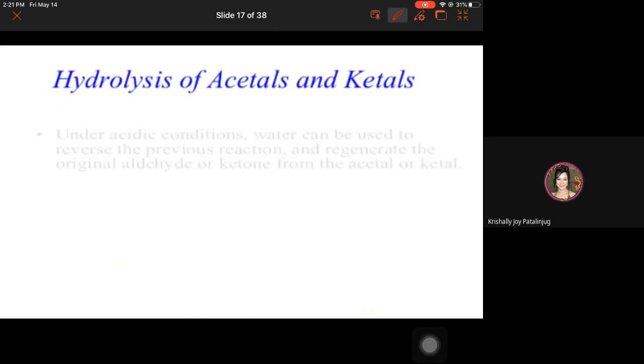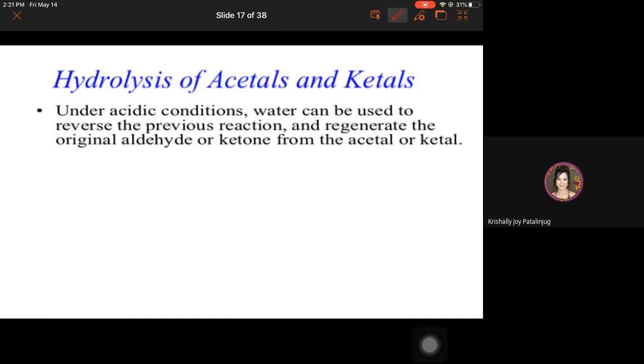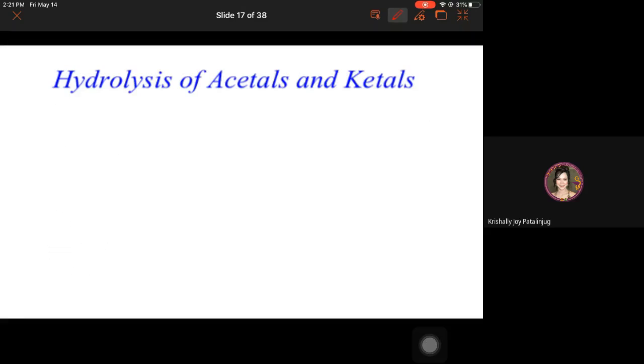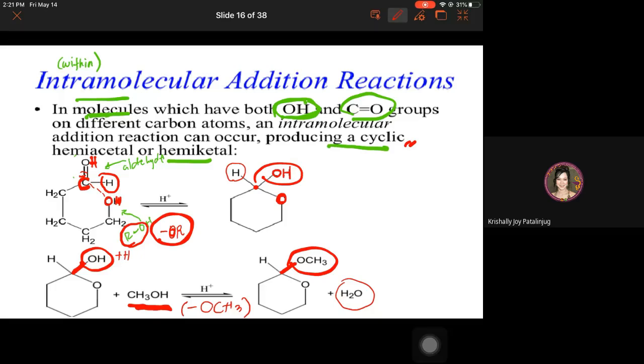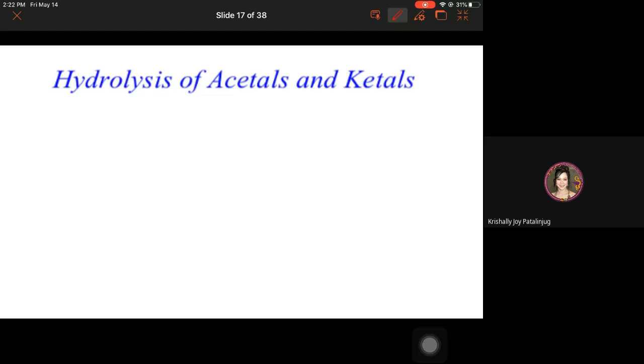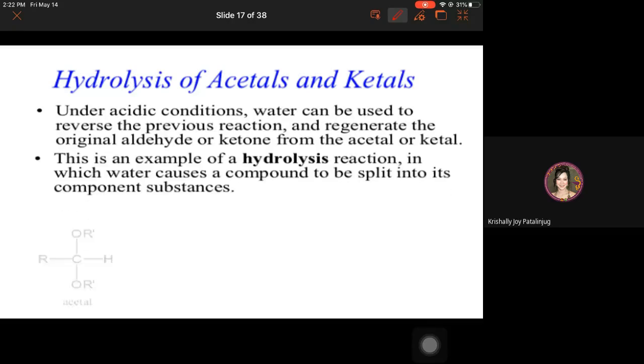So, the same also with the, well, that will be later. Okay? So, that is for the intramolecular addition reaction. If a ketone is given, it is still the same. Okay? Now, let's have the hydrolysis of acetals and ketals. Okay? Hold on for a while.